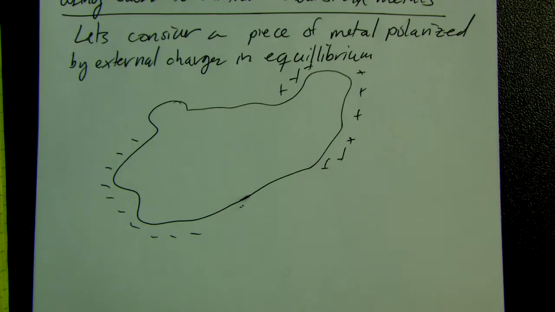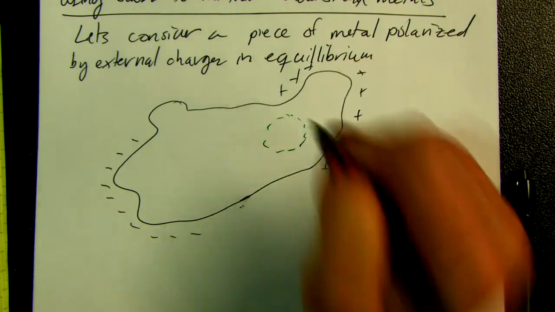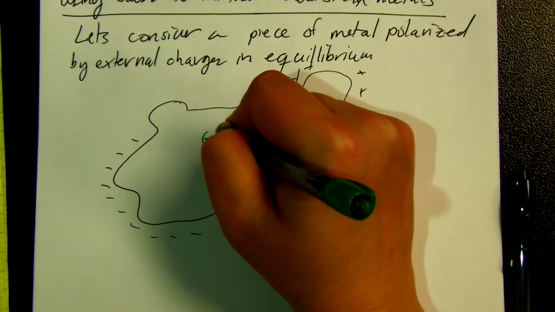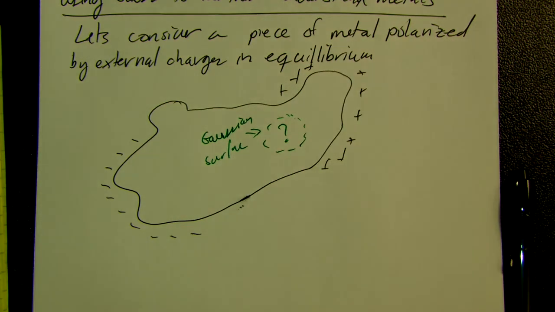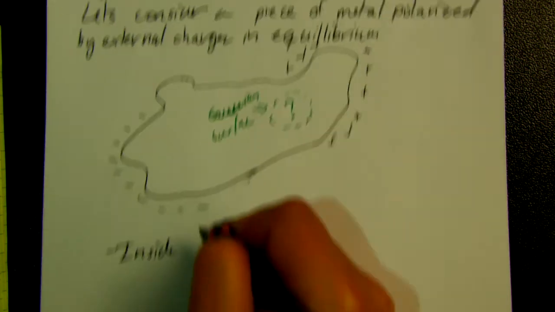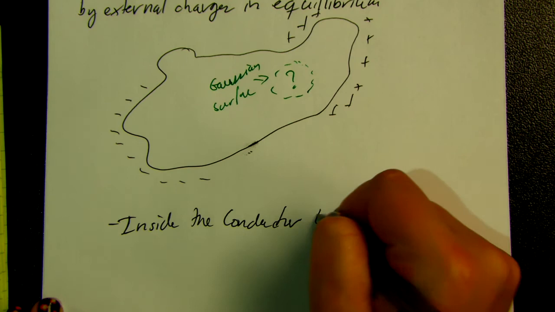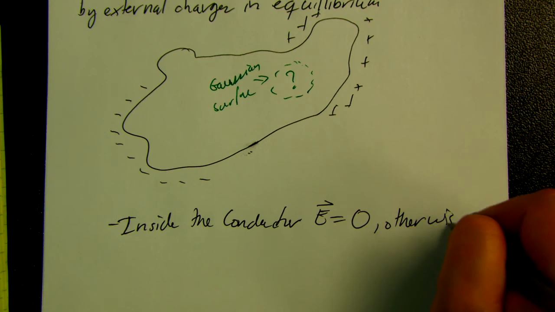Okay, so we might assume that perhaps there could be some interior charge, and then to go after this, we could draw a little Gaussian surface. Is there charge inside here? So this is a Gaussian surface, and we don't know if there's any charge enclosed. So let's find out. Inside the conductor, E is 0. Otherwise, it would not be polarized. And we did that proof earlier.